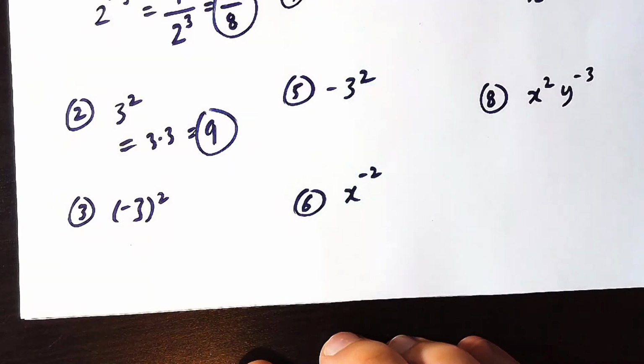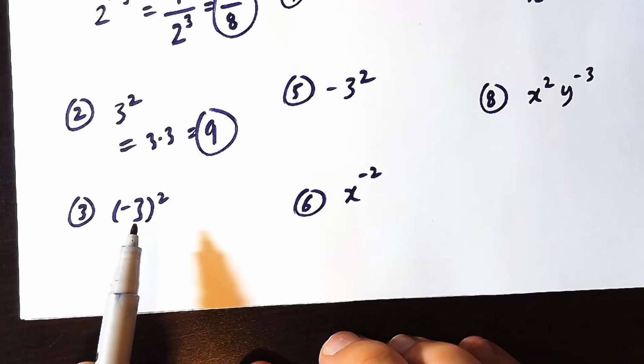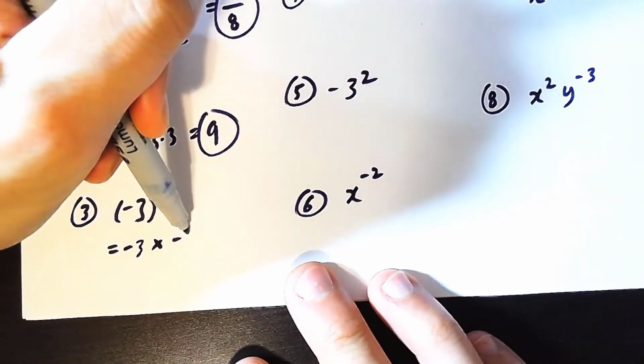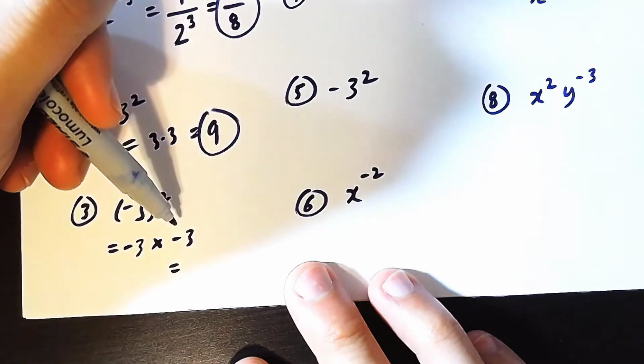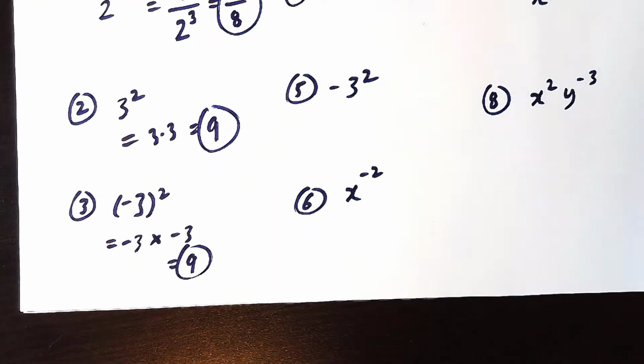So let's move on to number 3 here. What's negative 3 squared? We know what square means. Square means the base times itself. So this is the same thing as negative 3 multiplied by negative 3. 2 negatives being multiplied becomes a positive. So what we have is positive 9, or just 9.